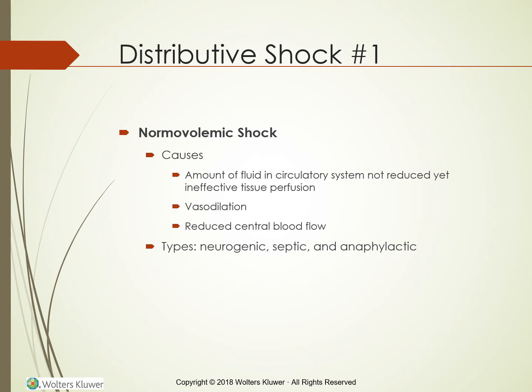Distributive shock is also known as normovolemic shock because the amount of fluid in the circulatory system is not reduced, but the fluid circulation does not permit effective tissue perfusion or getting oxygen. Vasodilatation, a prominent characteristic of distributive shock, increases the space in the vascular bed. Central blood flow is reduced because peripheral vascular or interstitial areas exceed their usual capacity. 3 types of distributive shock are neurogenic, septic, and anaphylactic shock.